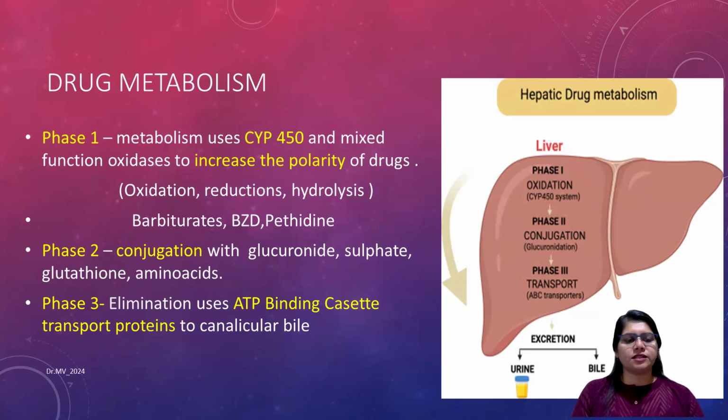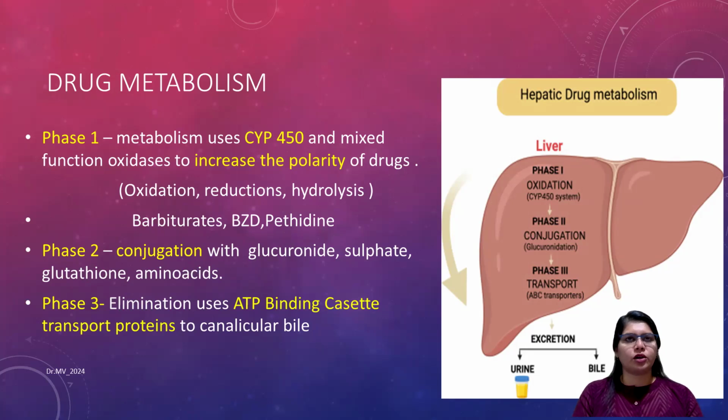The drug metabolism is divided into phase 1, 2, and 3. In phase 1 metabolism, the cytochrome P450 enzymes undergo various reactions like oxidation, reduction, hydrolysis, and all these drugs' polarity will be increased, so they can get sufficiently water soluble, and if they are sufficiently water soluble, they get excreted at this point, like barbiturates, benzodiazepines, pethidine. All these undergo phase 1 reactions.